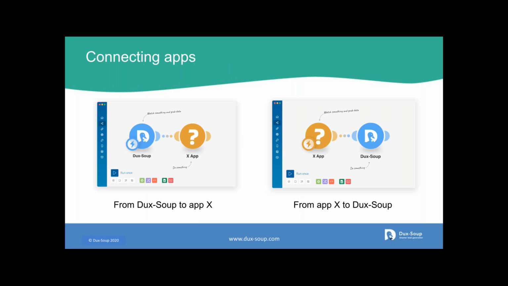Simply said, what Integromat does is that we are connect apps. For example, something will happen in dux-soup, for example, we will collect or grab some data, and we will do something in another app. Or it can be in reverse order. Something is happening in app X, and we want to do something in dux-soup.